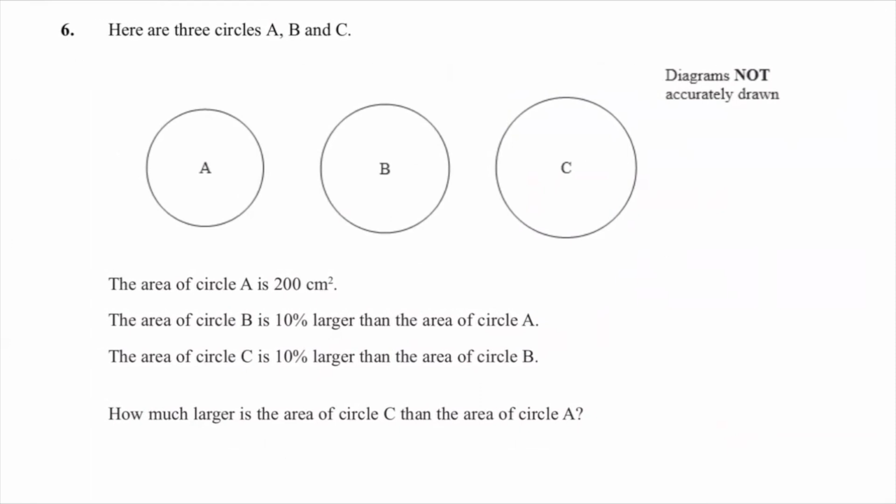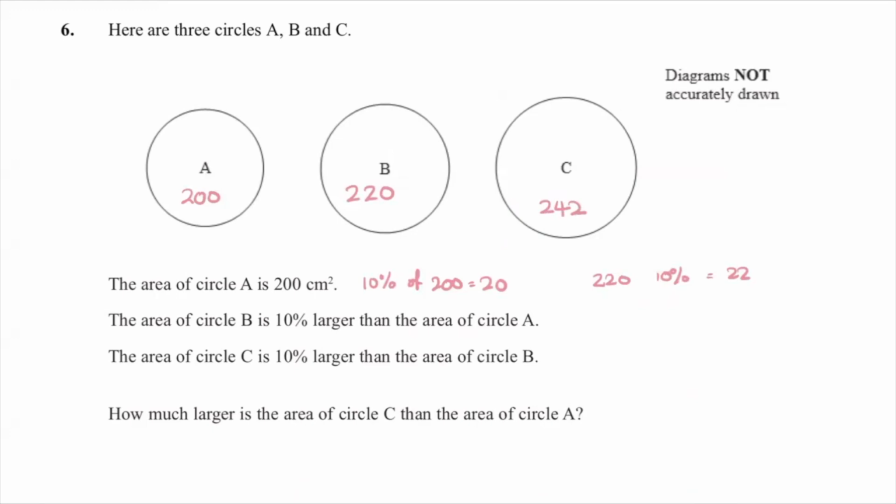Okay, we've got 3 circles and we've got information about the area. Now, I'm a big fan of transferring information into diagrams wherever possible. So the area of circle A is 200. The area of circle B is 10% larger. So 10% of 200 is 20. So that would be 220. And then area of circle C is 10% larger again. So we've got 220. So 10% divide by 10 gets you 22. Add that on, and you've got 242 for C.